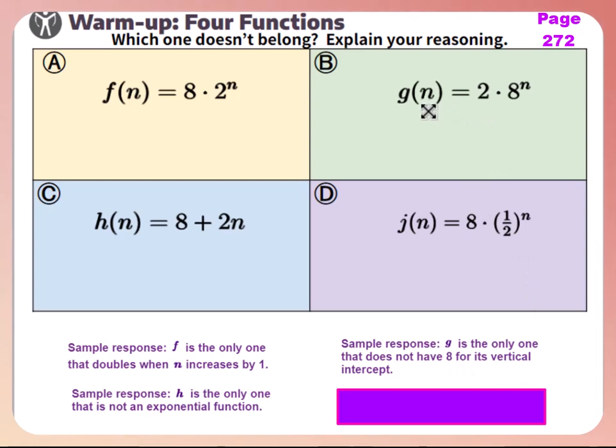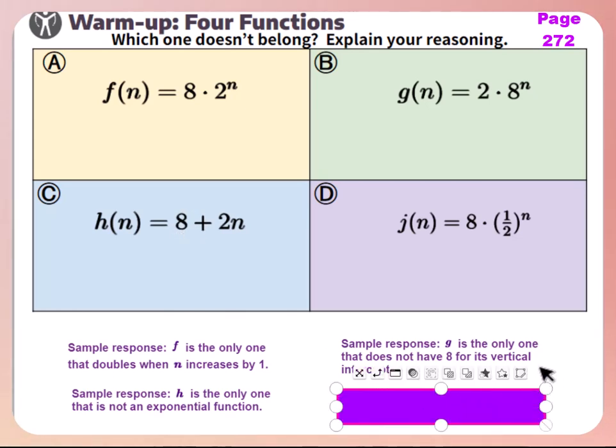If you look at function g, it's the only one that does not have 8 for the vertical intercept. 8 is the growth factor, 2 is the vertical intercept, or the initial amount. All the others have 8 as a vertical intercept, even the linear, because b, what we're adding, that constant, is where it crosses the y-axis.